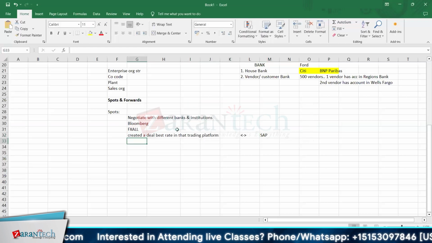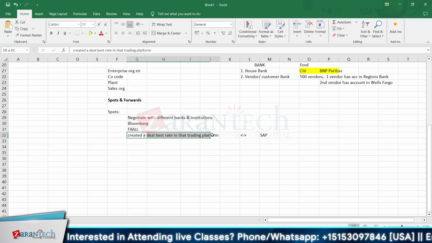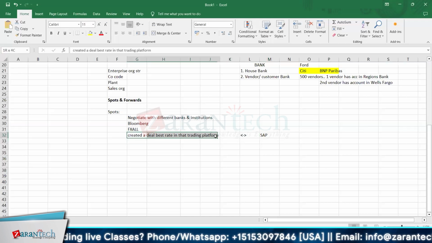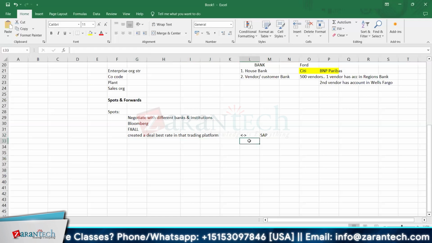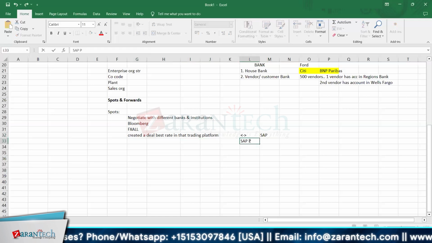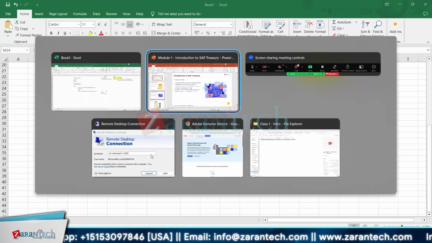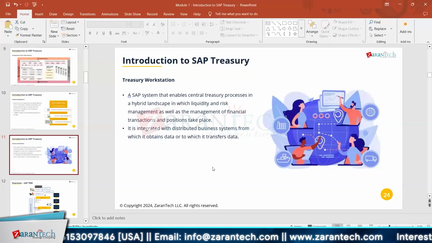In that way, when you create a deal in a trading platform, automatically you also get that deal created in SAP. You can use SAP PI, or you can use API interfaces, etc., and you can create that kind of a platform. So it becomes an integrated system with distributed business systems from which it obtains data or to which it transfers data. You don't need to worry that you are going to do double work.